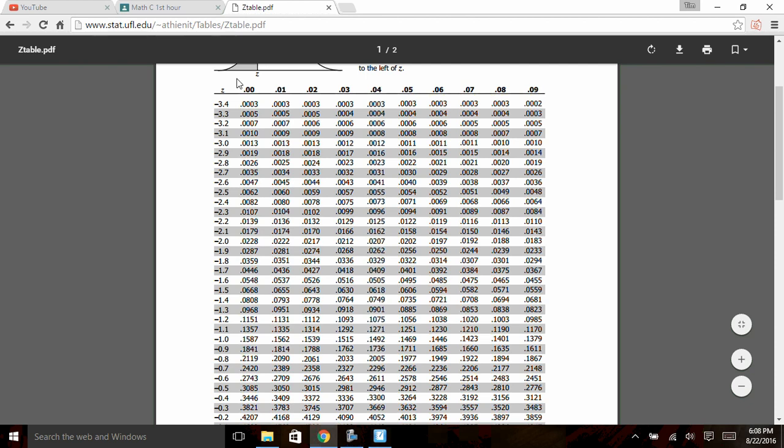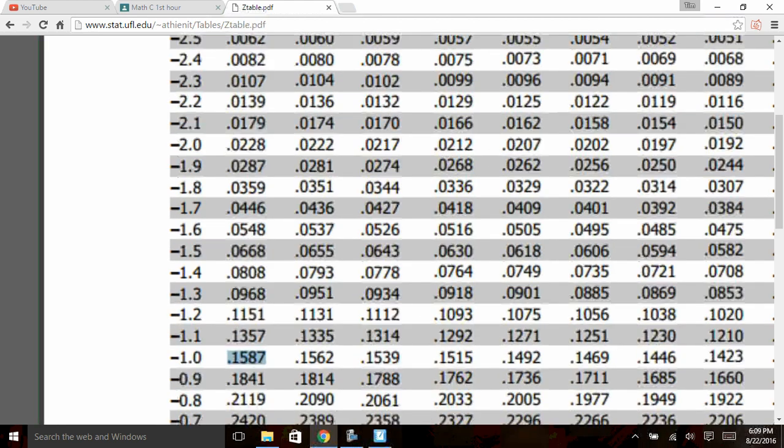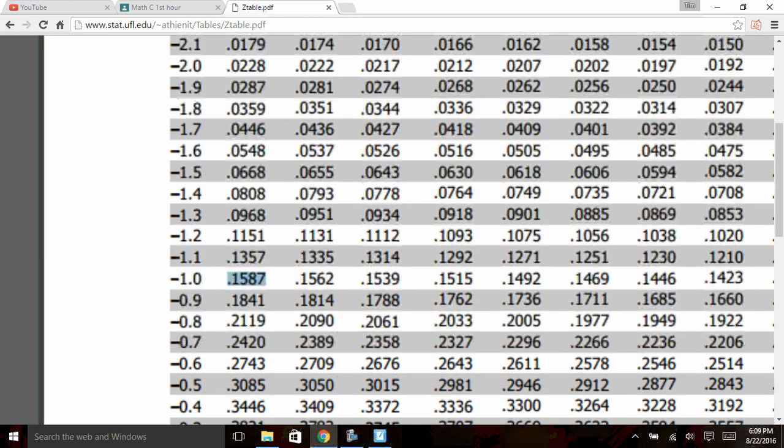So I'm going to go down my z until I find -1. It's all the way over down here. And I want -1.00. So it's going to be this number right here. So that's 0.1587.